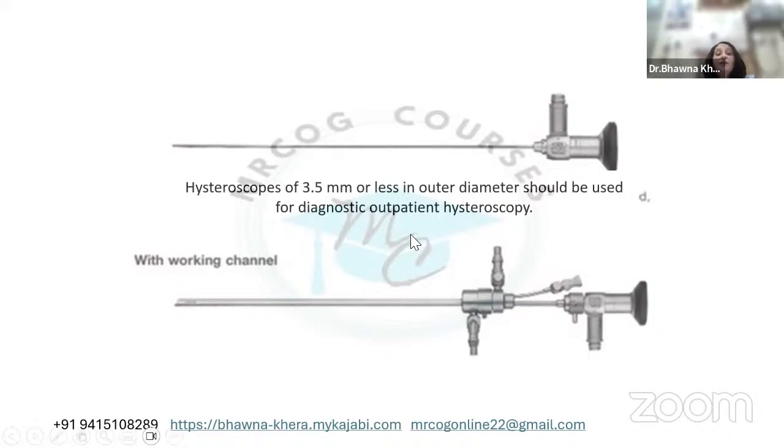As you see in the upper picture, this is the thin hysteroscope, right? This is used for diagnostic purposes. This thicker one, which is 5 mm, 6 mm, has the working channel. They are the thicker scopes, and we use them for operative purposes.